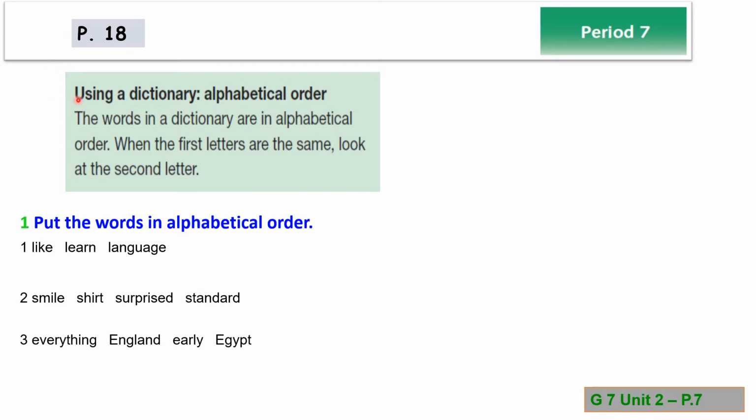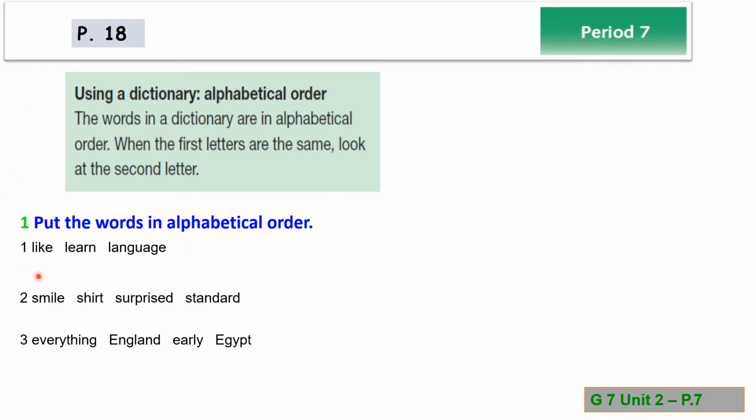Again, my students, using a dictionary, alphabetical order. As I told you, alphabetical order means the words in your dictionary are ordered from A to Z according to the first letter. The words in a dictionary are in alphabetical order. When the first letters are the same, look at what? Look at the second letter. Okay, take this exercise. Exercise 1. Put the words in alphabetical order.